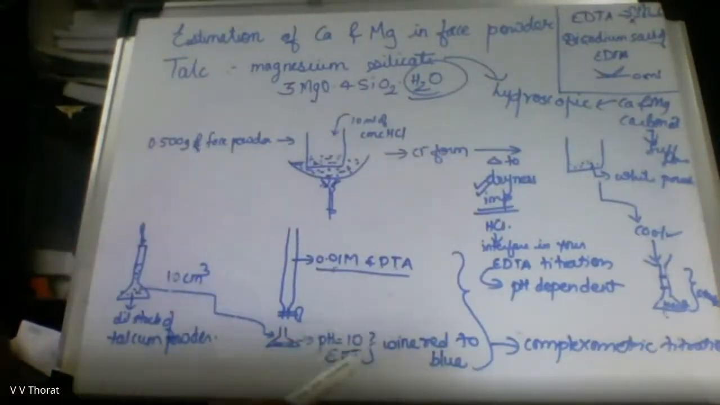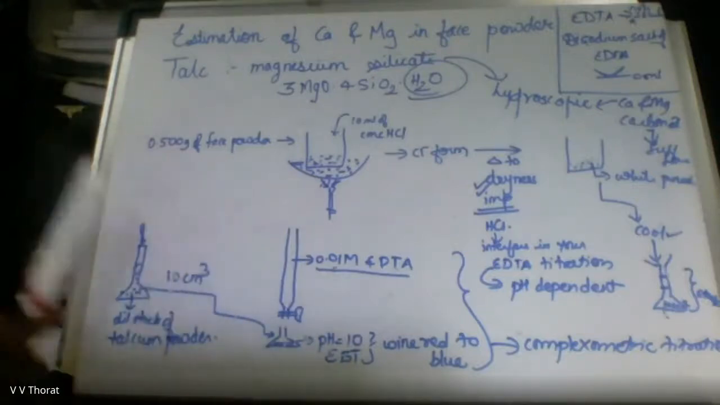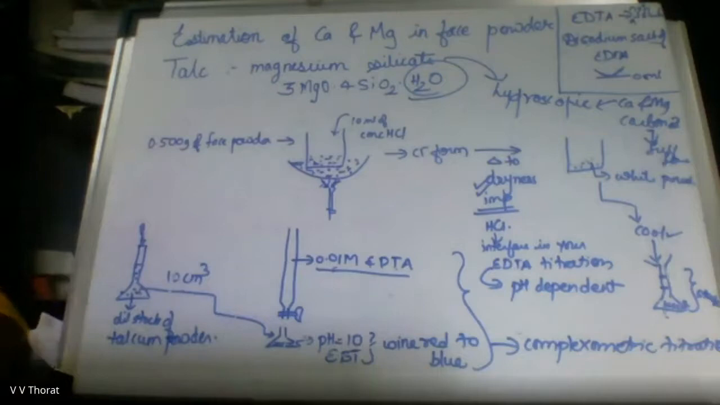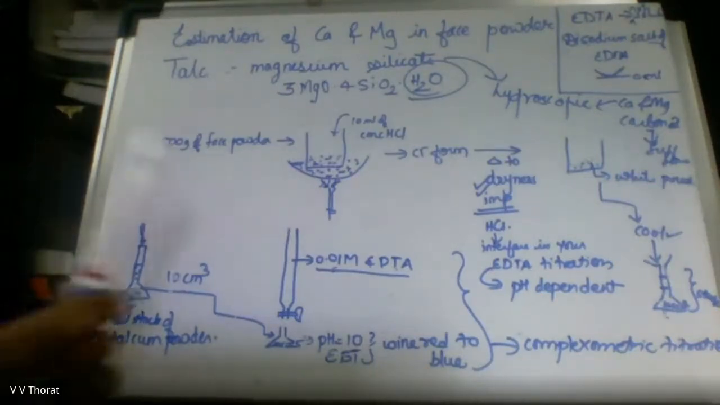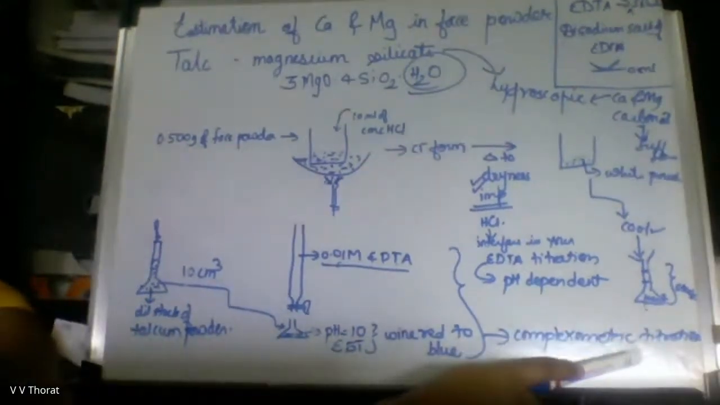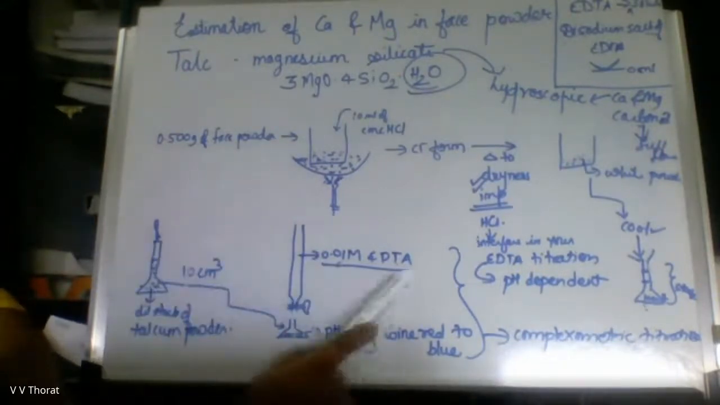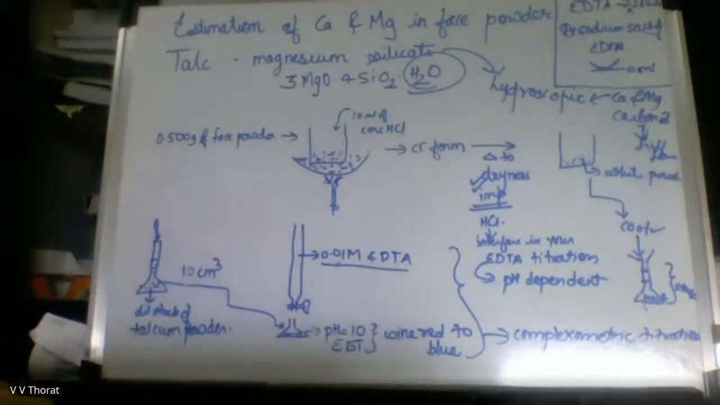Add buffer of pH 10. The indicator is Eriochrome Black T. We cannot use phenolphthalein in these titrations because phenolphthalein is used only in acid-base titrations. These titrations are complexometric titrations. The indicator used is Eriochrome Black T. The endpoint will be wine red to blue.